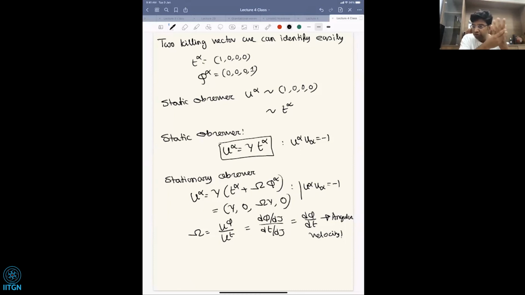A good reference for the ADM formalism is the book Relativist's Toolkit by Eric Poisson. It has a beautiful construction of the ADM quantities. You can look at it, how to calculate them and what the interpretation of M and J is, the mass and angular momentum for the Kerr black hole.